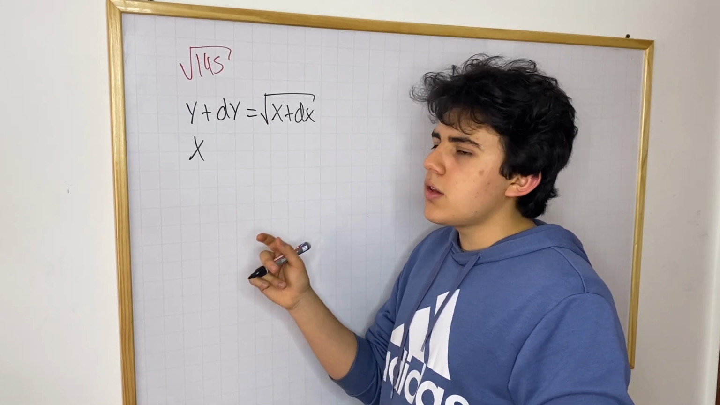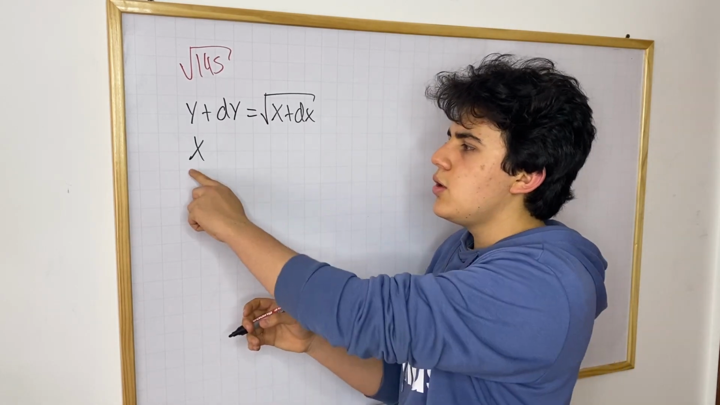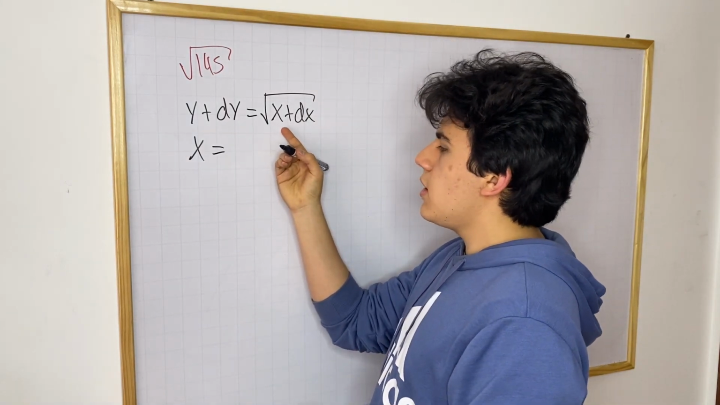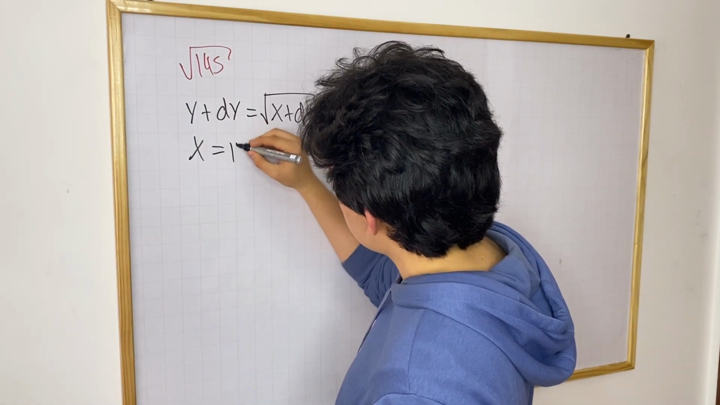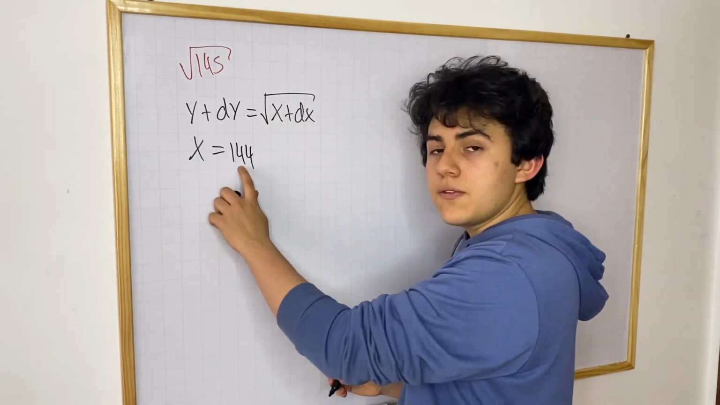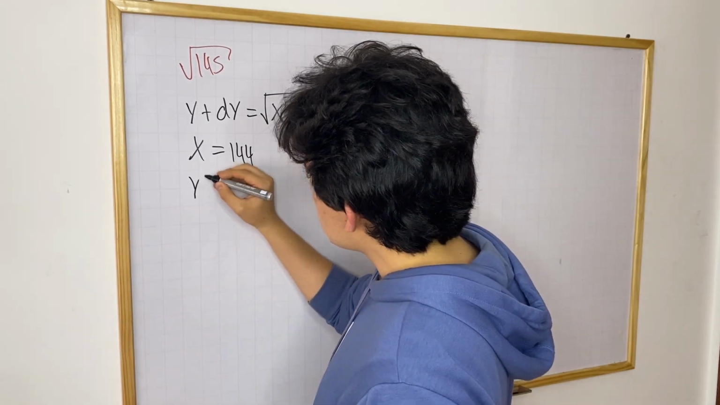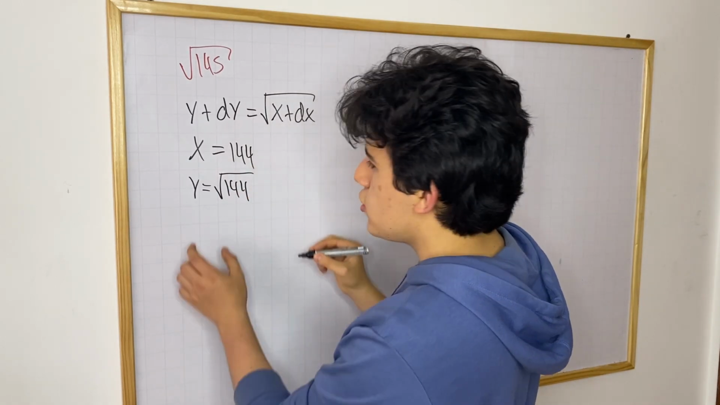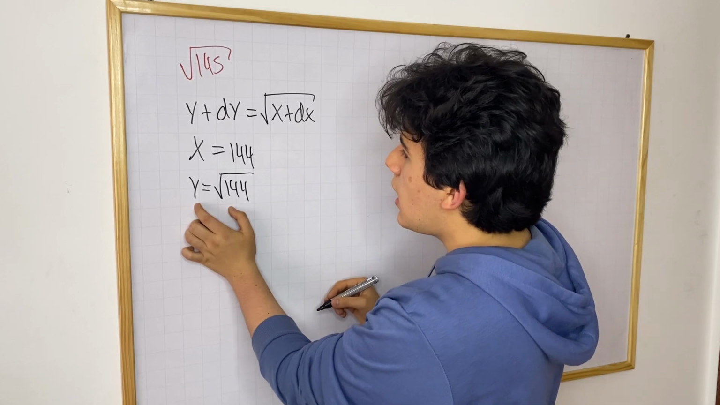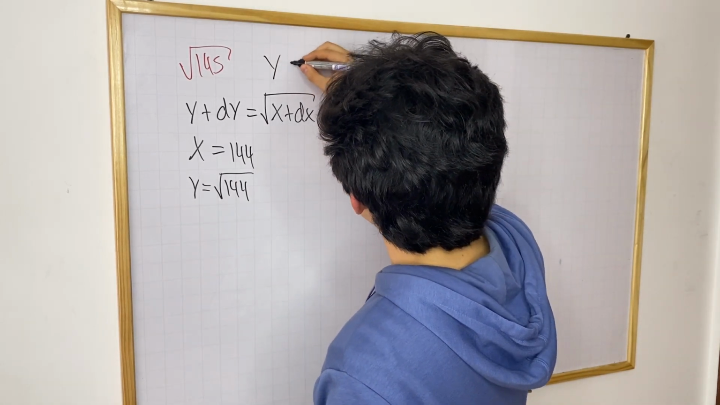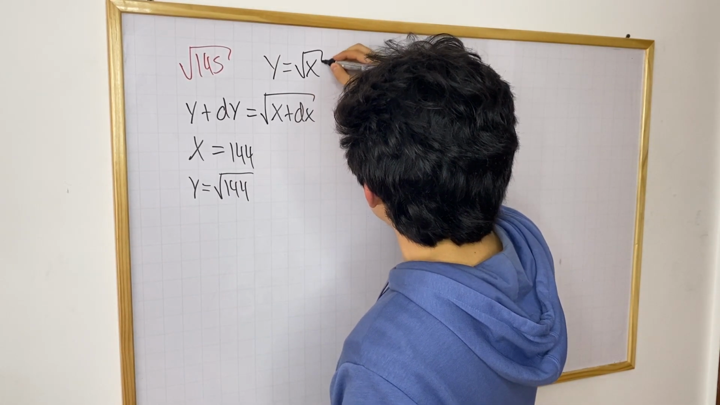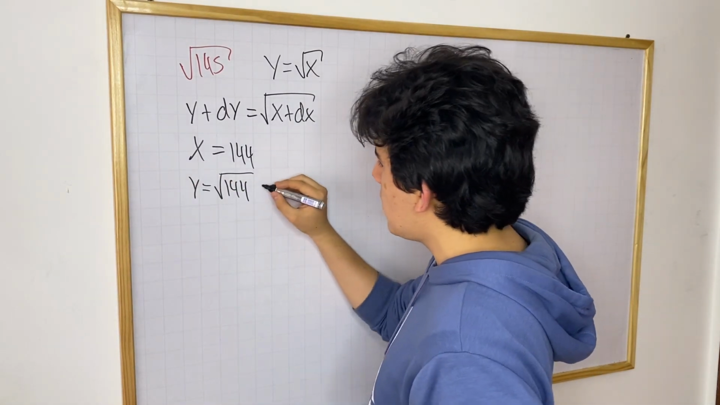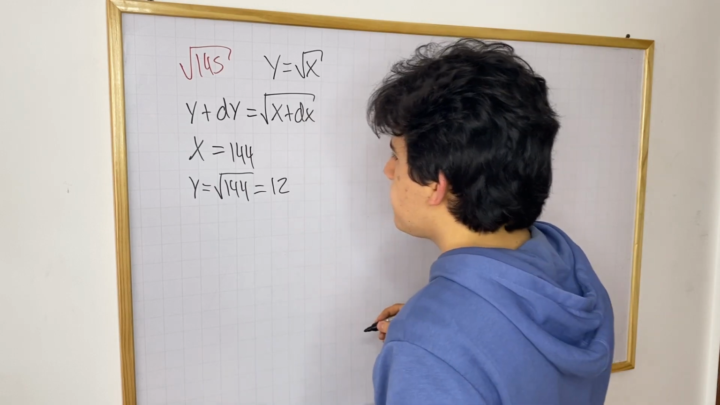In this case, we do not use 0 notation, but we just simply use x. So we're going to say that our fixed point is going to be 144. Remember, this is 12 squared. And that means that y is going to be the square root of 144. I'm just simply evaluating the function, and I should define it actually. I should say that we're playing with y equals square root of x. So I'm just evaluating the function y at this x value, and this is going to be 12.